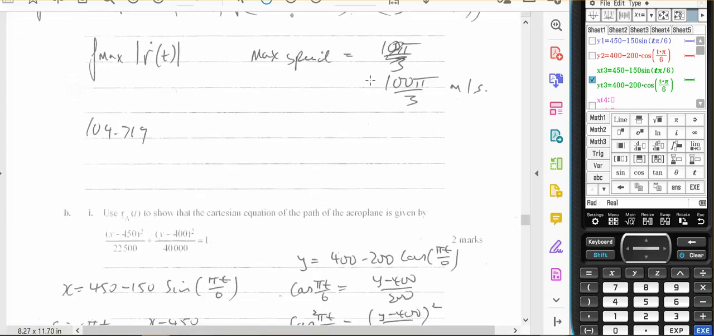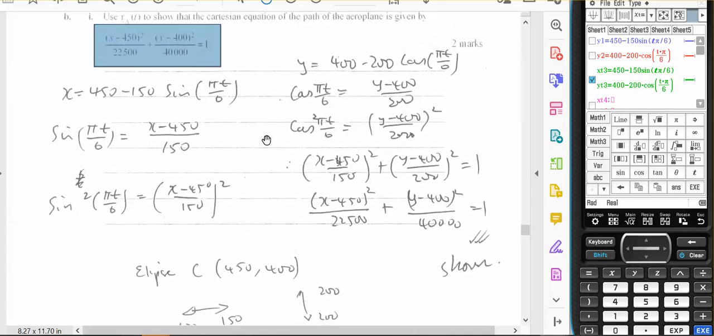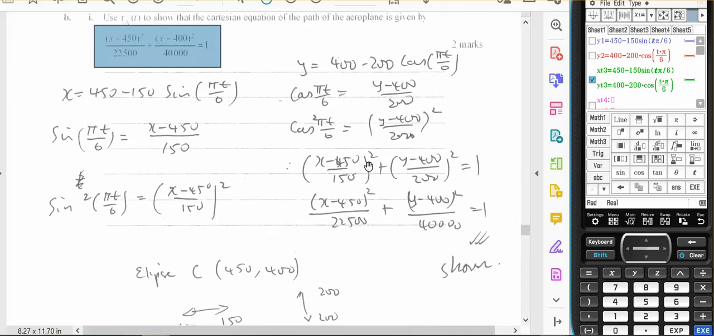So what I've done is, keeping an eye on what you've got to try and solve, I've got my sine of t is this, my sine is this, and my sine squared will be that. My y is going to equal this side here, so put them together and rearrange to get exactly what you're asked to find. So we have an ellipse that is centered at 450 and 400, and it goes 150 either side to the left and 200 either side to the right.